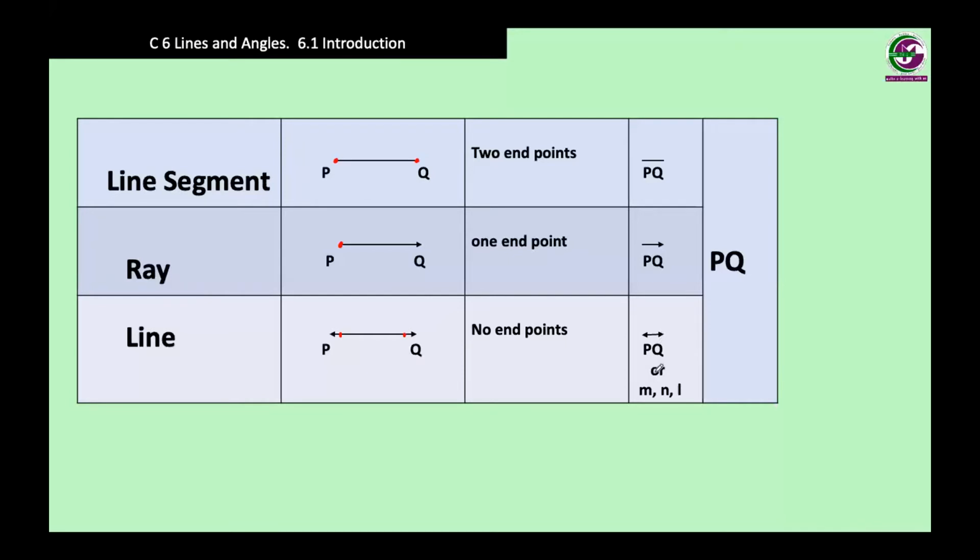Or a line can also be represented by a small letter, but only one letter. Small letter A or small letter M or N or L or any small letters. In general, any of these words, line segment or ray or a line, can be represented simply by 2 letters as well.